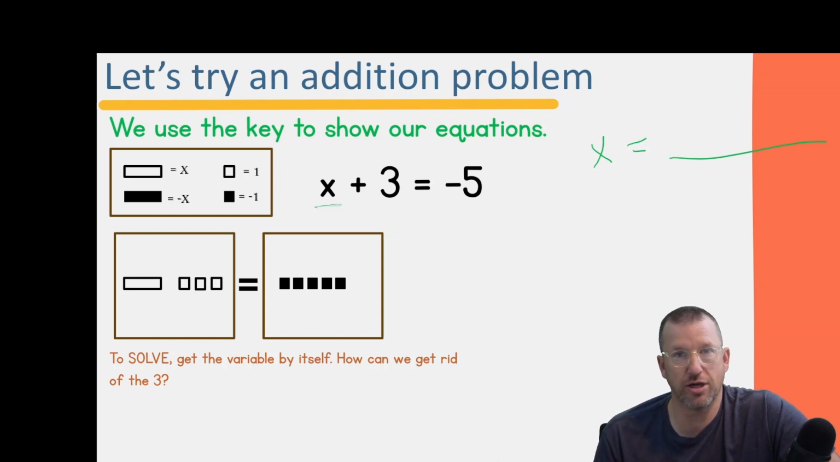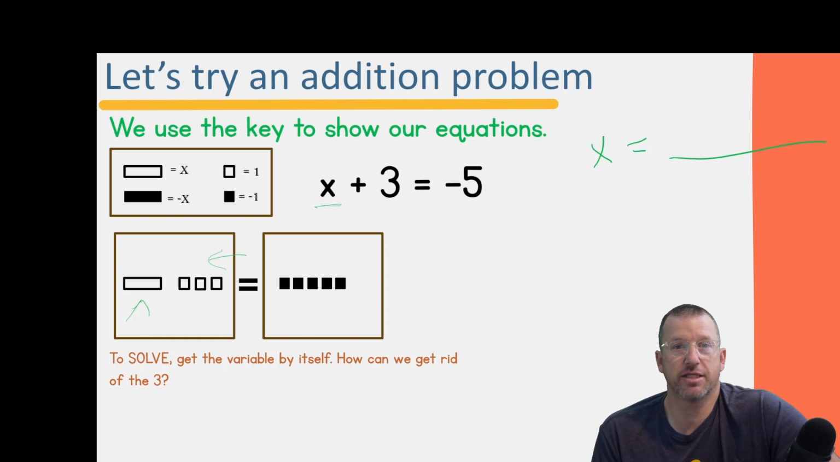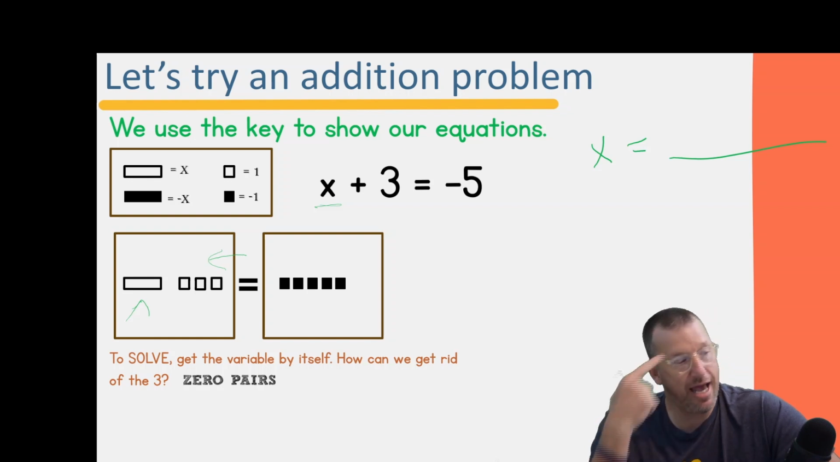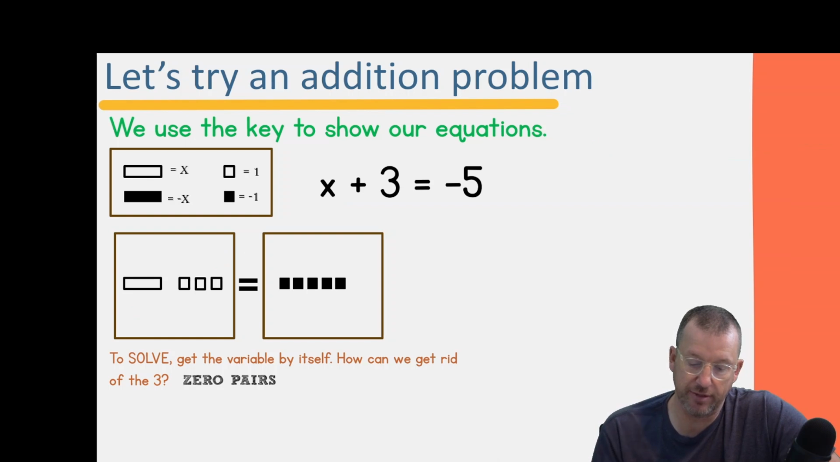And to do that, you've got to start moving things around. So if I want to get rid of, obviously, here's my x, I want to get rid of these 3 guys. I can't just get rid of them because then my scale will fall apart, won't it? It has to stay balanced. So in order for me to keep my scale balanced, I have to use that whole concept of 0 pairs. So let's look and see what that looks like.